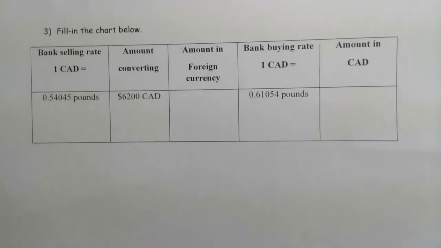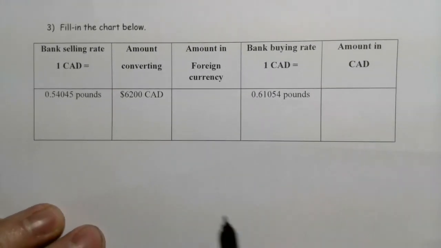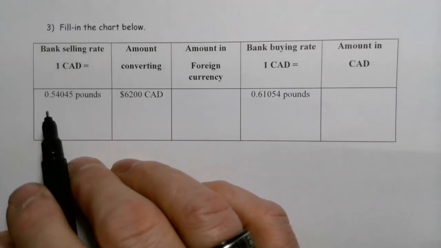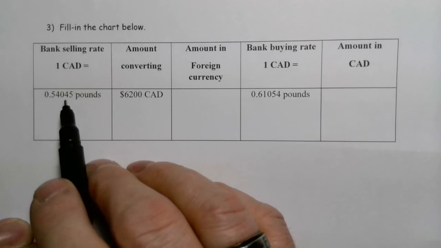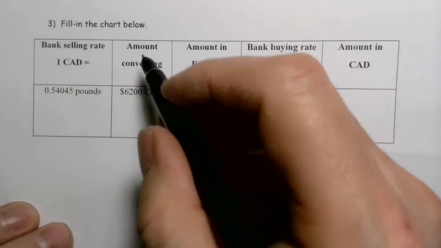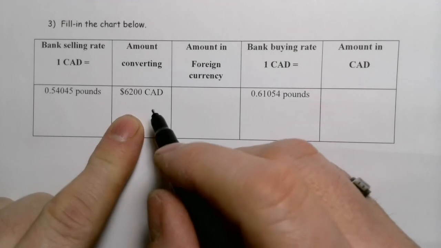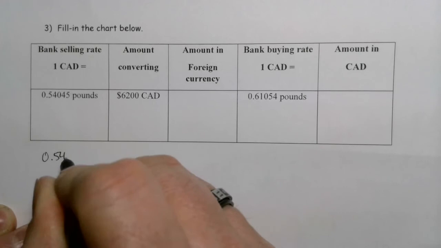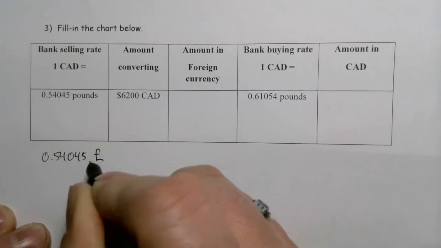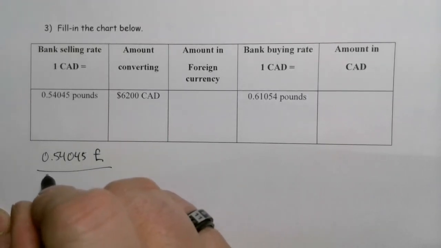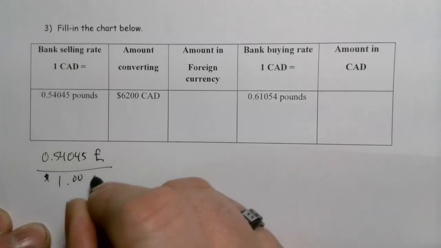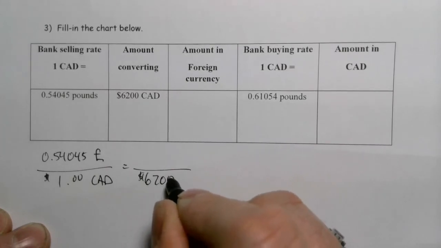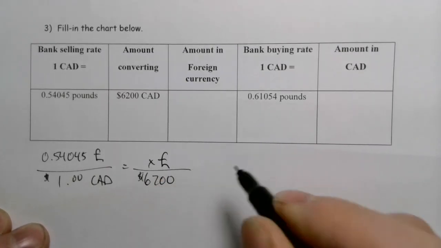Okay, now let's take a look at this chart here, just at the end here. Bank selling rate, 1 Canadian dollar, it looks like here is going to be 0.54045 pounds. And the amount converting, we're going to convert $6,200 Canadian. So let's just set this up here. 0.54045 pounds over $1 Canadian. And we are going to convert $6,200, and we don't know quite how many pounds that's going to be.